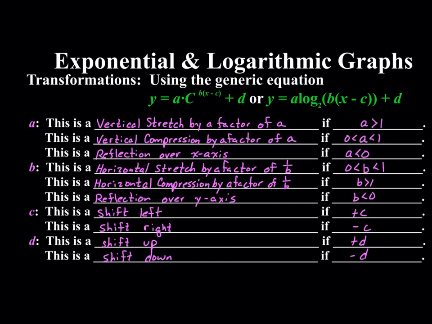Okay, you can go ahead and check your answers here. I think everything is pretty much self-explanatory. Remember that anything that happens inside parentheses is a horizontal effect on your graph. The parentheses are the exponent on the exponential equation. So anything that happens in your exponent changes your graph horizontally.